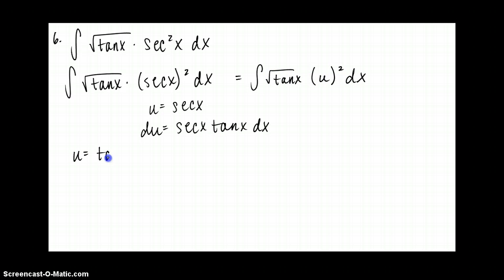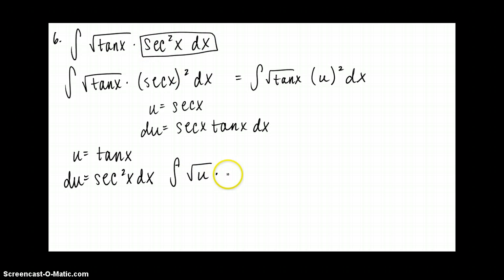If I choose u to be the tangent of x, then du, the derivative of tangent, is secant squared. Now look at my original integrand here. I'll go back to the top one. I'd have the integral square root of u, and now secant squared x dx is my direct substitution for u.